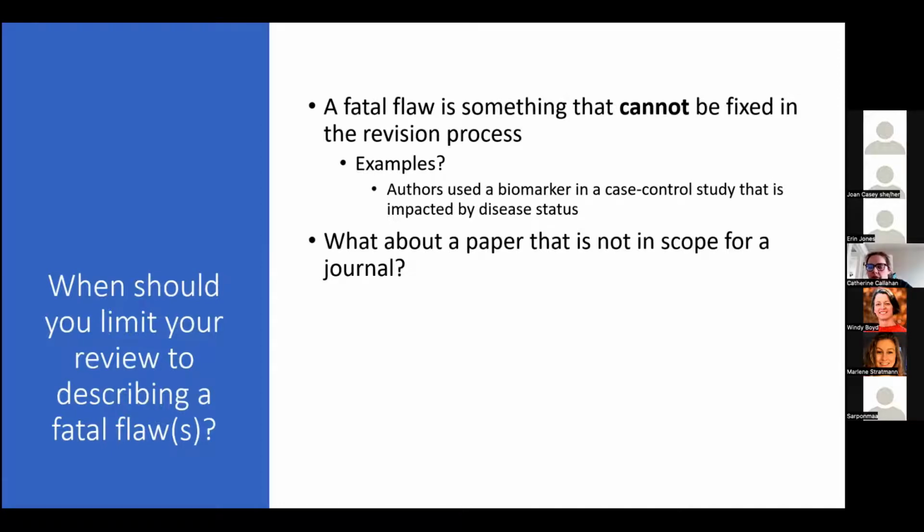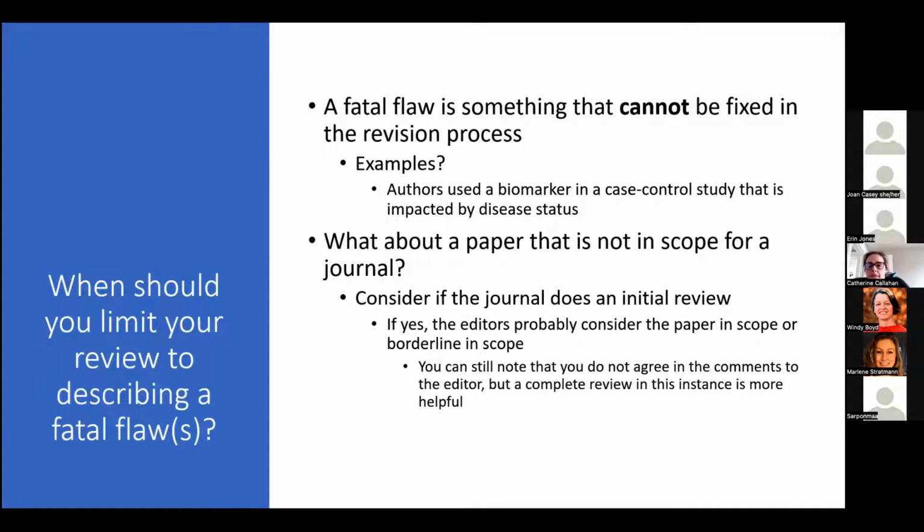Also, during your first read, if you're considering a paper and you feel that it's not in scope for the journal, should you limit your review to just describing that aspect? So what I would recommend is to first consider if the journal does an initial review. So at EHP, we review every paper that's submitted prior to sending out for peer review. And if we send it to a peer reviewer, we probably consider that it's in scope or borderline in scope. You could still note that you don't think that this is appropriate for the journal in the comments to the editor, but in this instance, a more complete review would be more helpful.